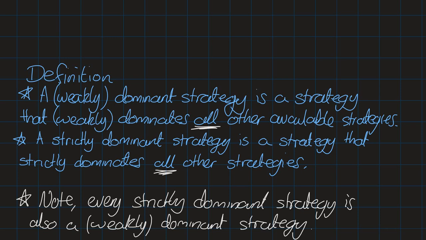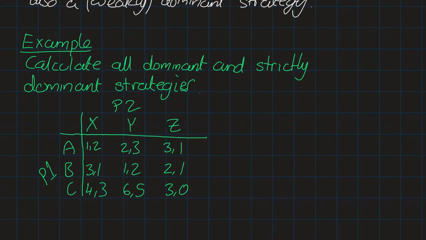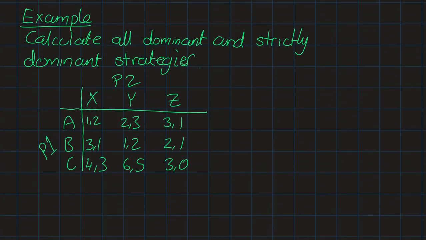So let's do an example of this. This is the example we looked at in the last video, this 3x3 game. Player 1 has 3 strategies, A, B, and C. Player 2 has 3 strategies, X, Y, and Z. The question is to calculate all of the dominant and strictly dominant strategies.